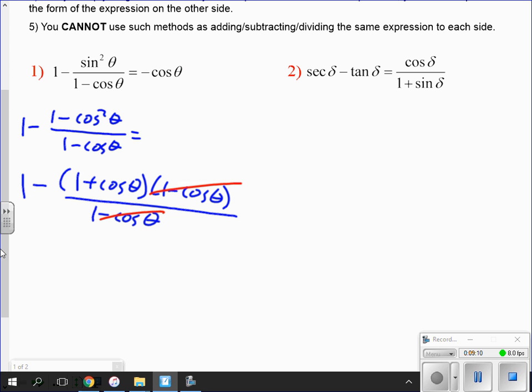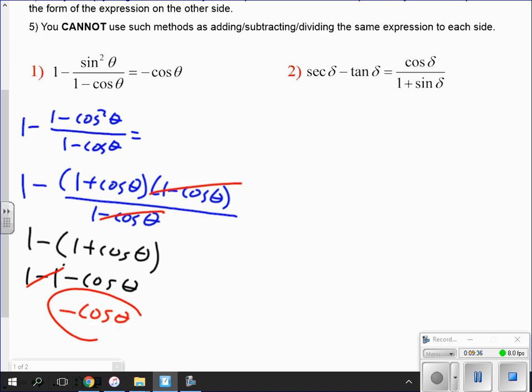Which gives me 1 plus cosine theta. But I want negative cosine theta. Let's, yeah, distribute the negative. 1 minus 1 minus cosine theta. And what happens? My 1 and minus 1 cancel. And I end up with negative cosine theta. And that equals that. I'm done. That's what you do.